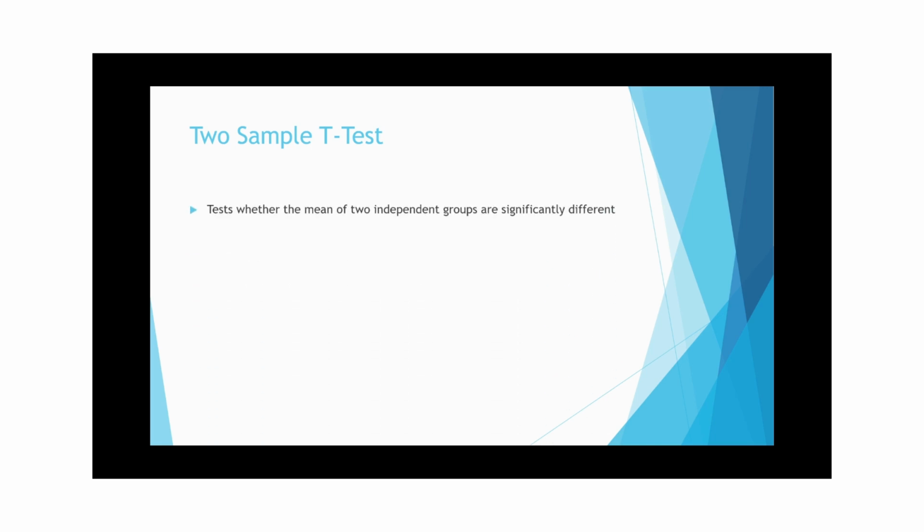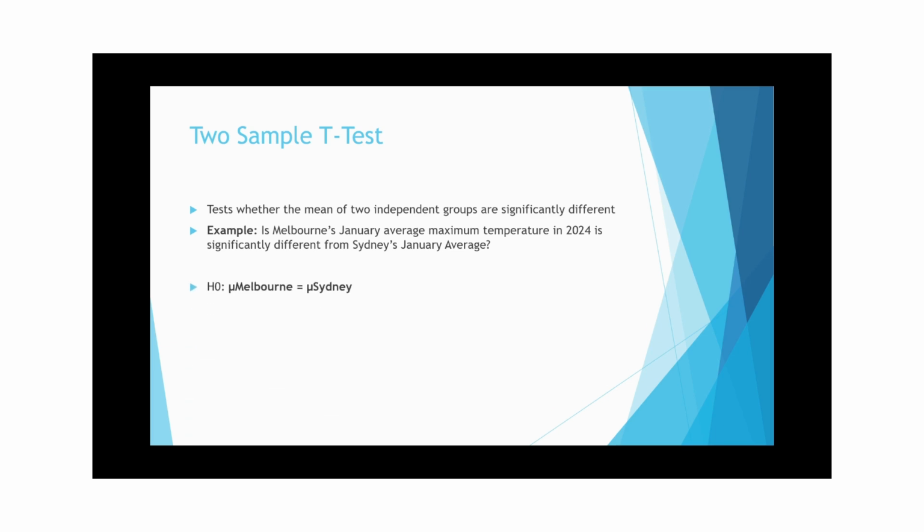The two sample t-tests test whether the means of two independent groups are significantly different from each other. So in this example, we are testing whether Melbourne's January average maximum temperature in 2024 is significantly different from Sydney's January average. So we are using two data sets for this on Excel. The null hypothesis states that Melbourne and Sydney have equal means. The alternative hypothesis, H1, states that the means are not equal, meaning there's a significant difference. I will be applying this on Excel next.